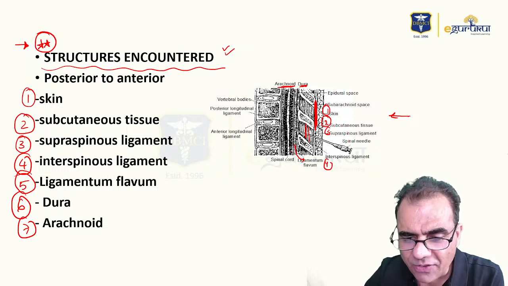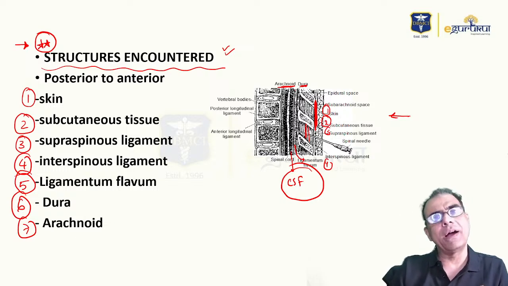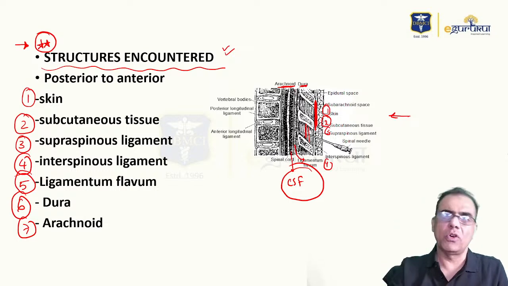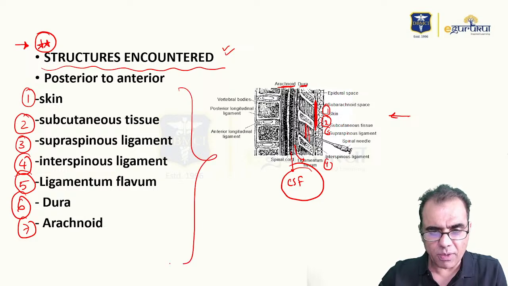So CSF, you know, is present here in the subarachnoid space, means between arachnoid and pia. So here, when you see the free flow of CSF, you give your spinal anesthesia. So this is very important.